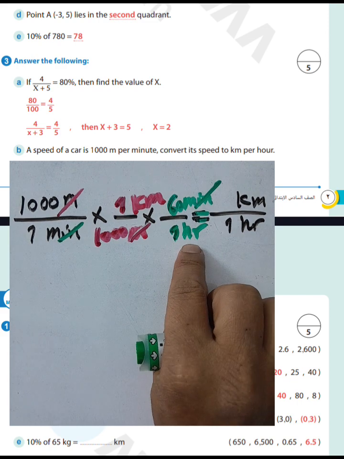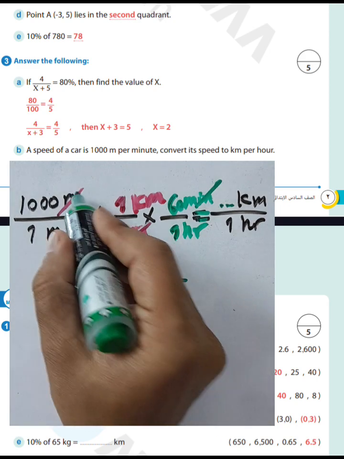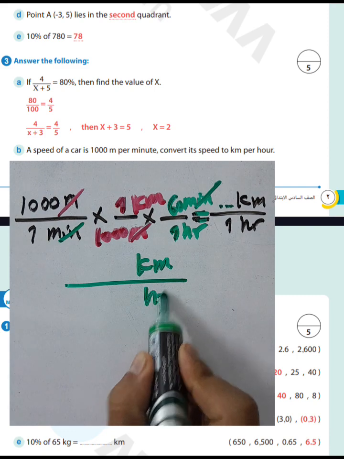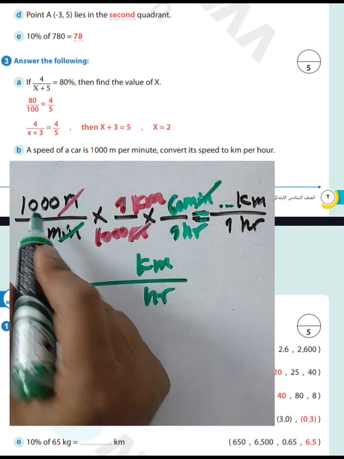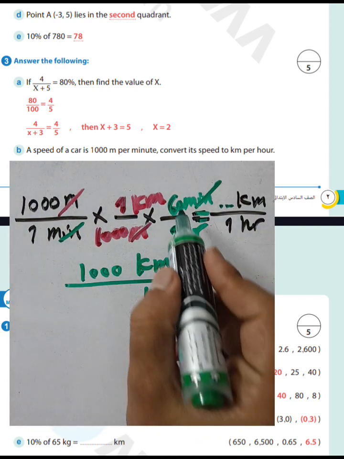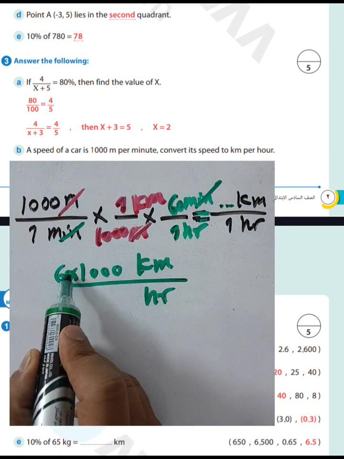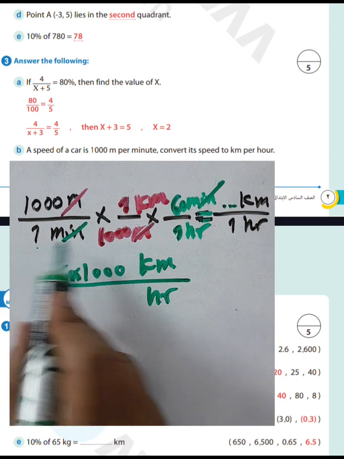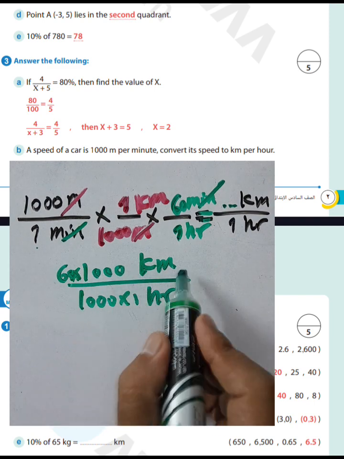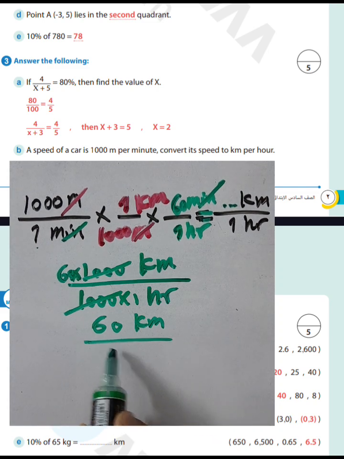And then you can complete here, cancel meter by meter and minute by minute. The remainder was kilometer and the remainder here was hour. 1 times 1000, it will be 1000 up. And we have here 60. Okay, 60 times 1 in the denominator, and 1000 times 1 in the numerator. You can cancel 1000 by 1000, then the result will be 60 kilometer per 1 hour.